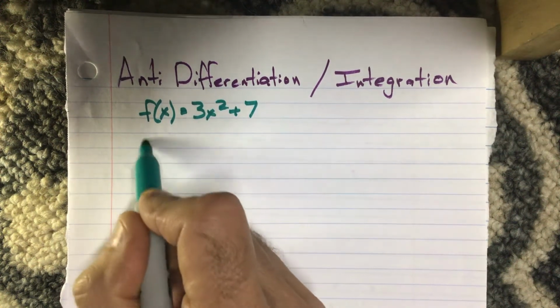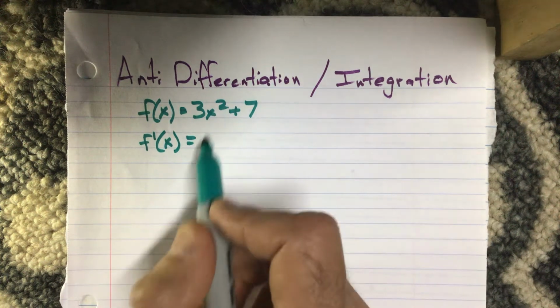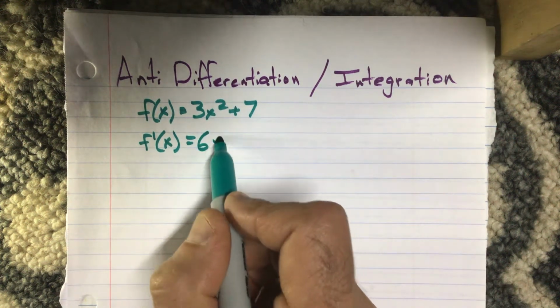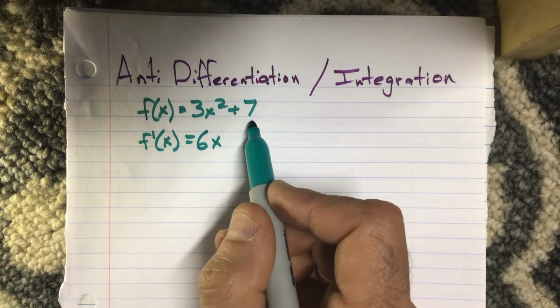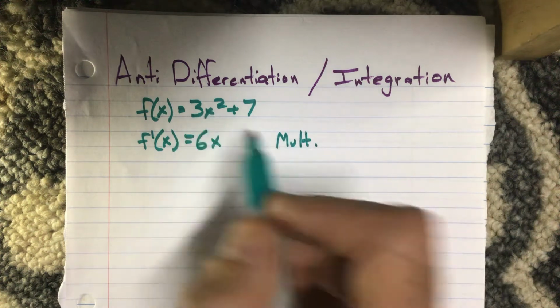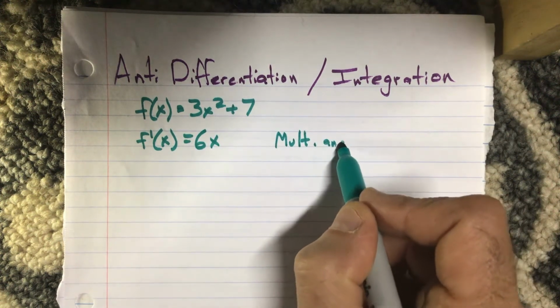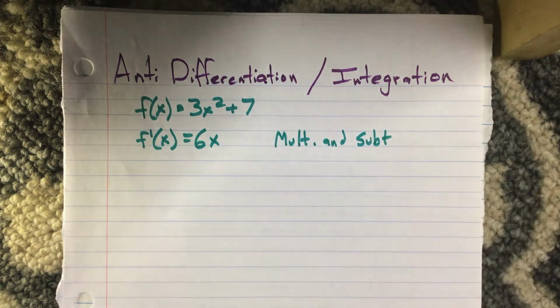the derivative, which is f prime of x, we know that we multiply and then subtract. So this would be 6x to the first power plus 0, because the derivative of a constant is 0. So we multiply the exponent times the coefficient, and then we subtract. So what we want to do when we integrate is to go backwards. We're undoing what we did, and we want to go back to the original function.